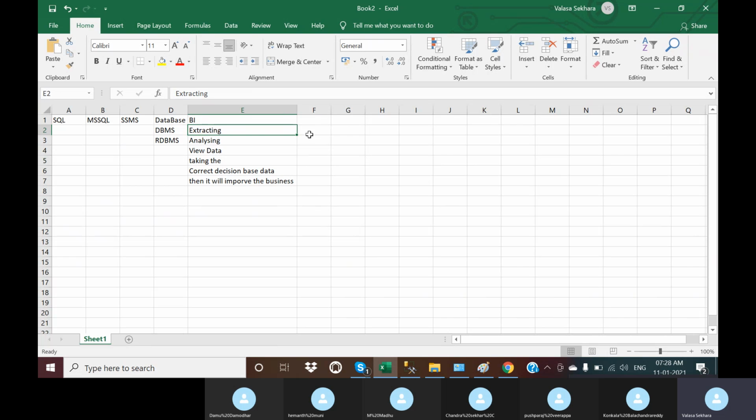So with the help of what tool are we extracting the data? With the help of the SSIS tool. SSIS is SQL Server Integration Services.